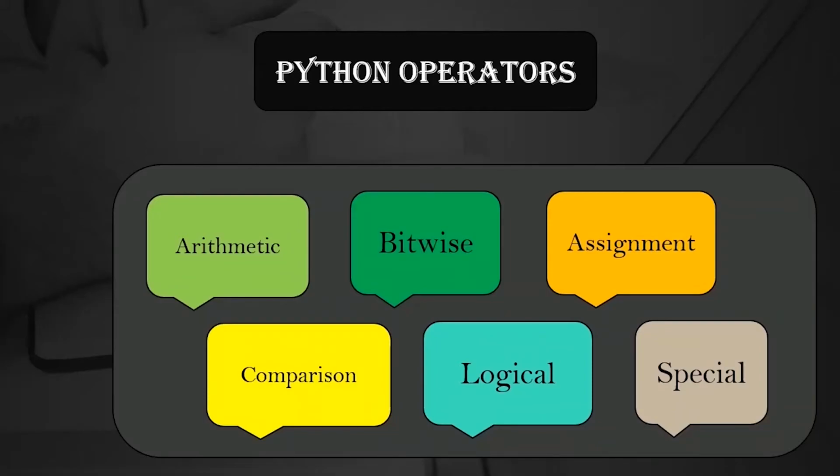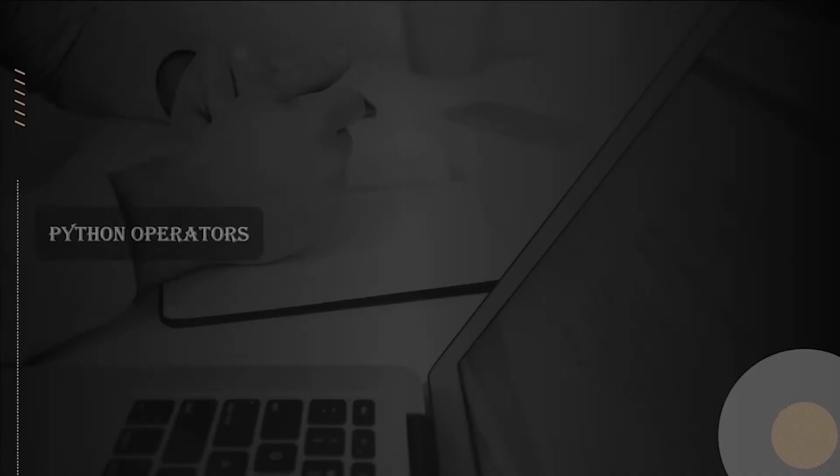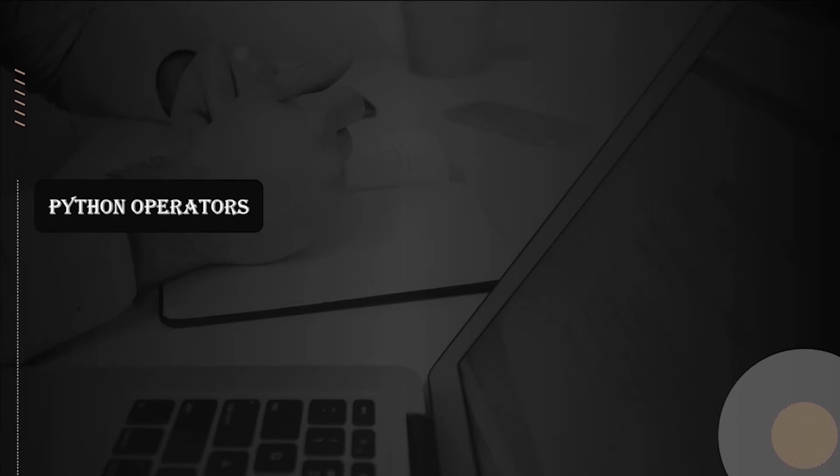So in this video we will talk about Python operators and its types. We will also see how to use them. So let's see what Python operators are. Operators are special symbols in Python that carry out arithmetic or logical computation. The value that the operator operates on is called the operand. There are various types of operators in Python. Let's see each one of them.